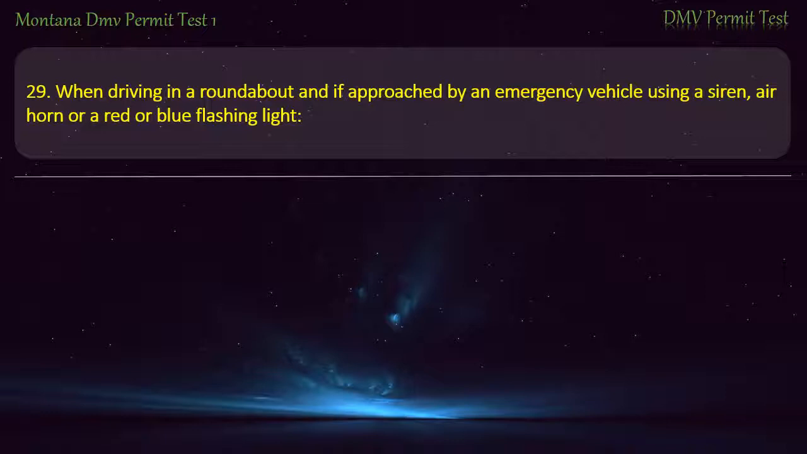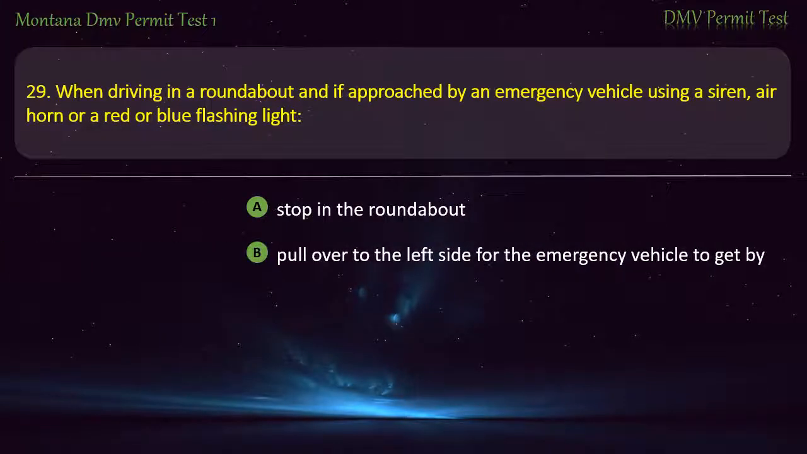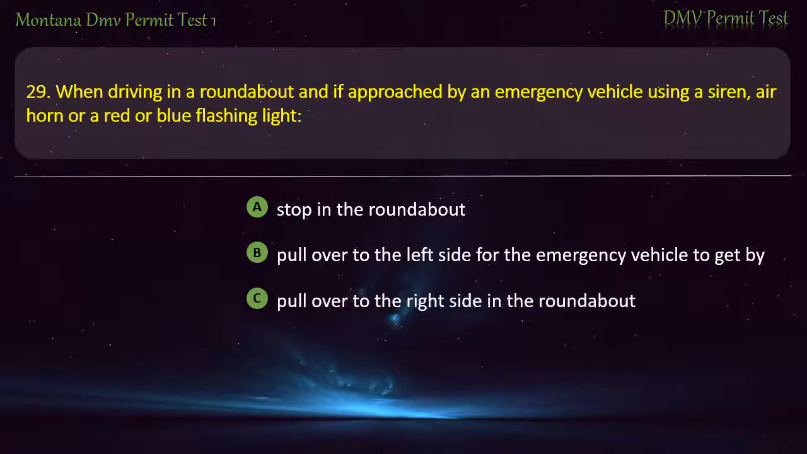Question 29. When driving in a roundabout and if approached by an emergency vehicle using a siren, air horn or a red or blue flashing light. Stop in the roundabout. Pull over to the left side for the emergency vehicle to get by. Pull over to the right side in the roundabout. Continue to your exit, then pull to the right. Answer. Continue to your exit, then pull to the right.